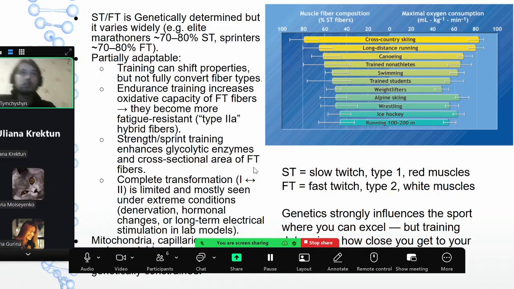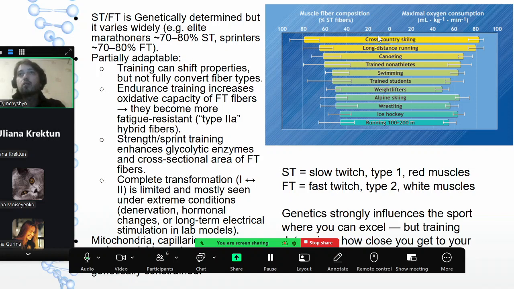What's interesting, depending on how many slow twitch and fast twitch fibers you have, there may be a difference in which sport suits you more. Well, of course, that matters if you want to get to some sort of Olympic level; on the regular level, it doesn't matter so much. But anyway, here you have a small table. This table shows you the percent of slow twitch fibers, depending on the kind of sport that you may do.